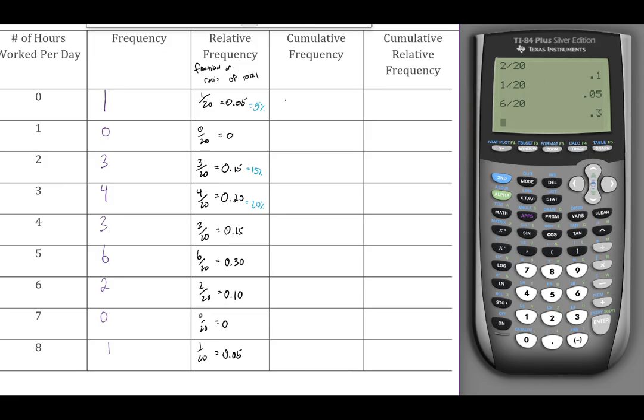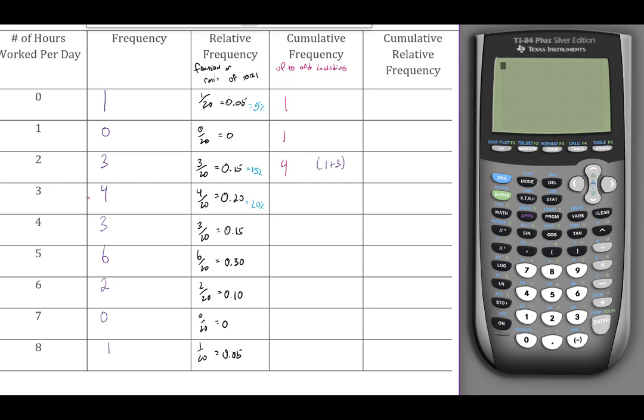Now, new thing we need to talk about is the cumulative frequency. So the cumulative frequency would be the frequency up to and including. And I have some specific notes that we'll get to right after this table that will better define relative and cumulative frequencies. So up to and including 0 would be 1 student. Up to and including 1 hour would be 1 student. How many students would be up to and including 2 hours worked per day? Well, this would be 4. This comes from the 1 plus 3, or 1 plus 0 plus 3.